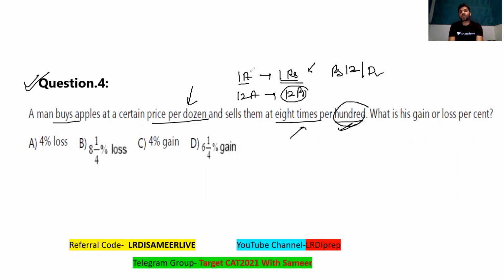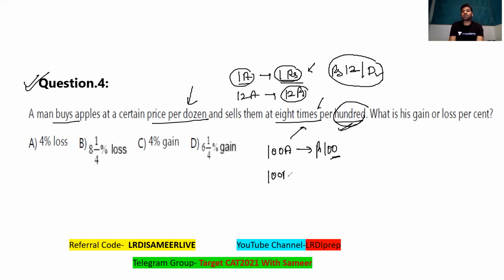So I have assumed that one apple is being purchased at 1 rupee. So can I say that 100 apples are being purchased at 100 rupees? Now because he's selling at 8 times per 100, that means 8 times of this price. 12 rupees per dozen is the cost price, 8 times of this price. That means he's selling the 100 apples at 8 times the per dozen price.